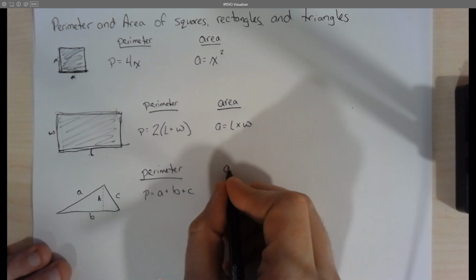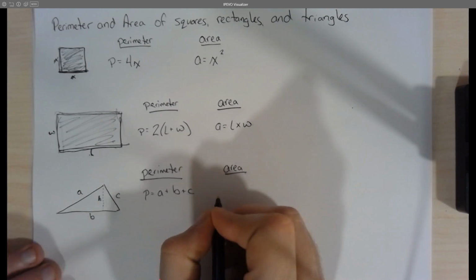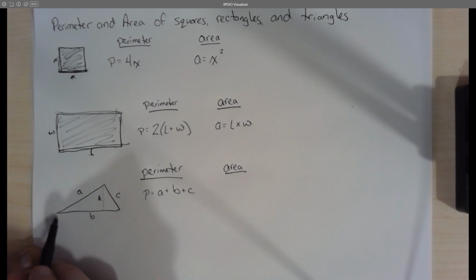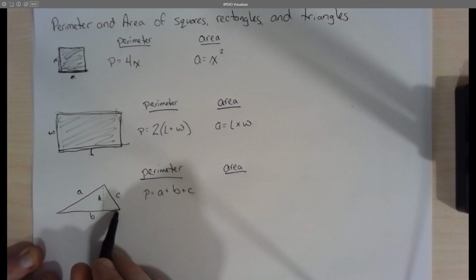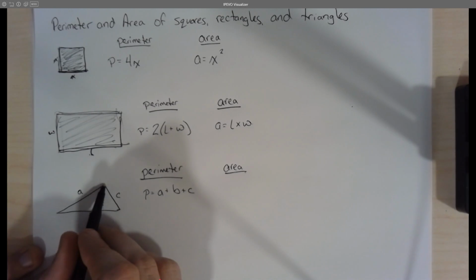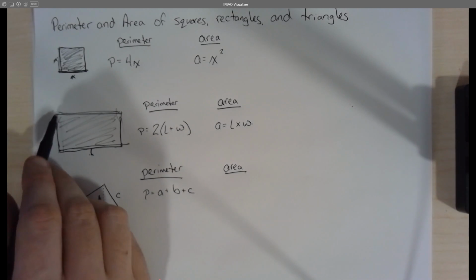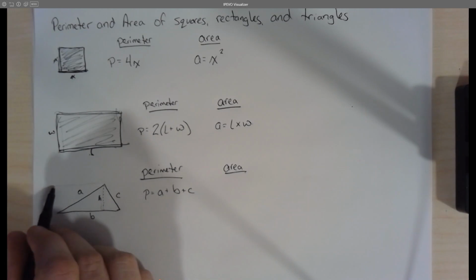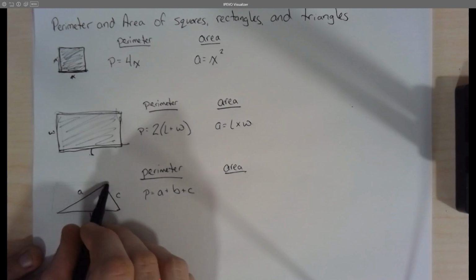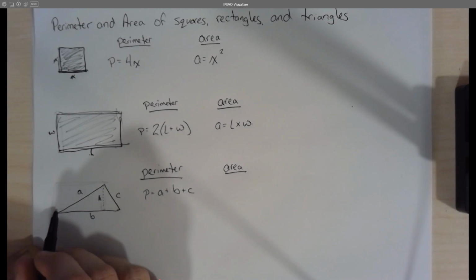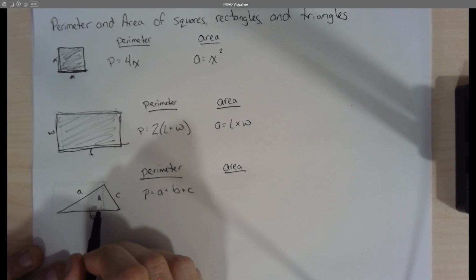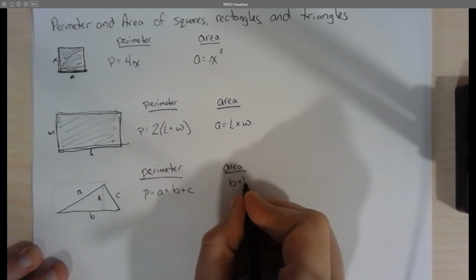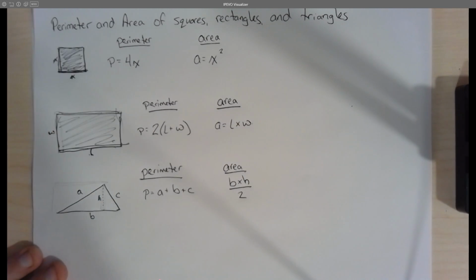The area is a bit tricky and a bit interesting as well. The area is the base of the triangle, which we're going to say is b, times the height. Now that seems very similar to width and length, and if we actually did base times height, we would get this kind of filled in rectangle, but we just want half of that, because half of that is the triangle. And so we do base times height divided by 2, or half of that.